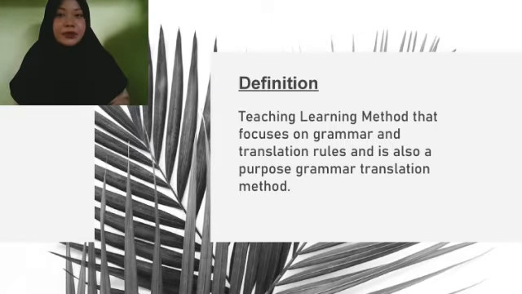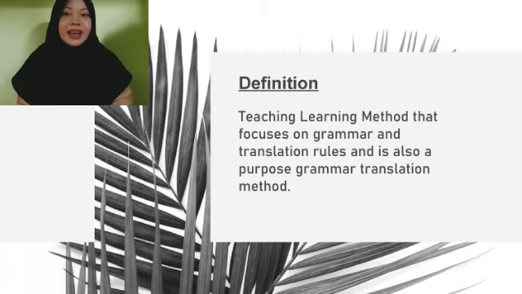The GTM was the dominant method used in Europe in the 19th century. Many researchers and linguists define that the grammar translation method is one of the methods applied in teaching foreign languages. With this method, students learn grammar rules and then apply those rules to translate sentences between the target language and their native language.